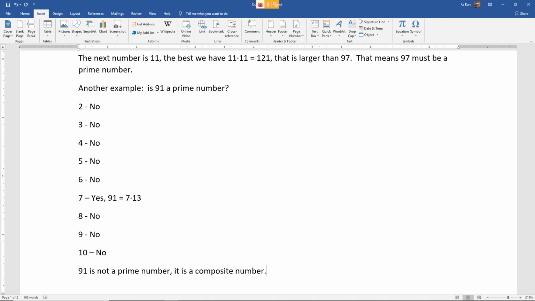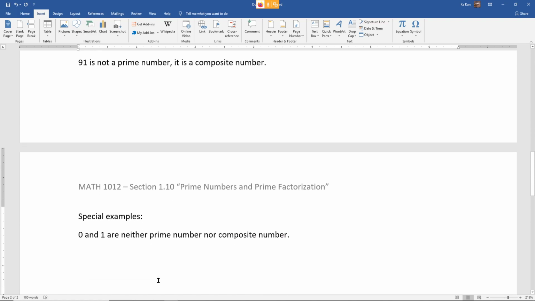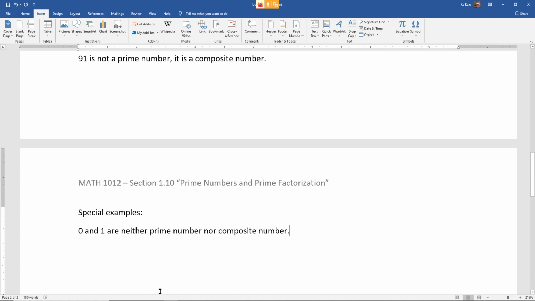This one's tricky, so you must see it on the test and all that. Just special examples. 0 and 1 are neither prime numbers nor composite numbers. So they are special cases. 0 and 1 are just kind of on their own, right? So prime number, composite number, you really have to decide from 2 and above, but nothing before that.